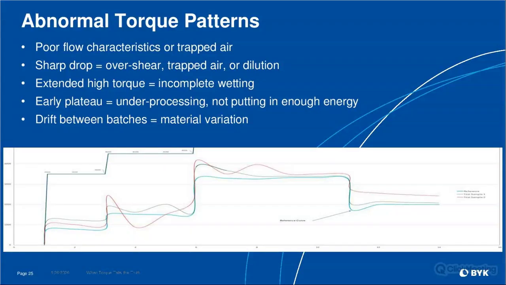So if you have extended high torque, that means it's either an incomplete wetting or your viscosity is increased. If you get early plateaus where it doesn't spike up hardly much at all, you're either not putting enough energy into the process, which means your tip speed is too low, and you're basically just mixing at that particular stage where we're not deagglomerating. And then if you have drifts between your batches, you have material variations depending on the formula.